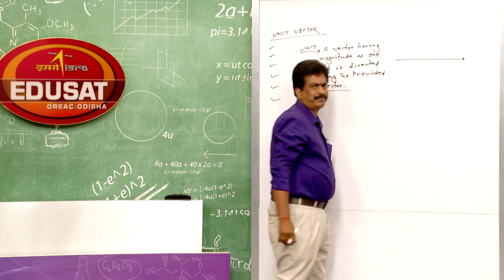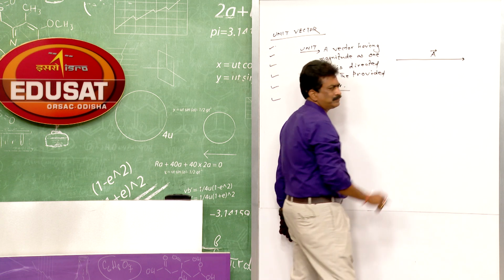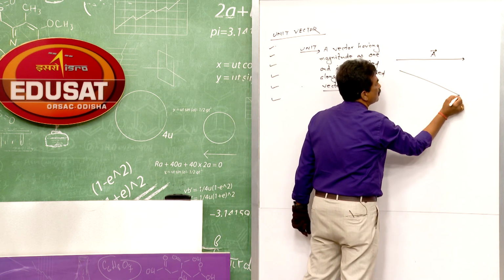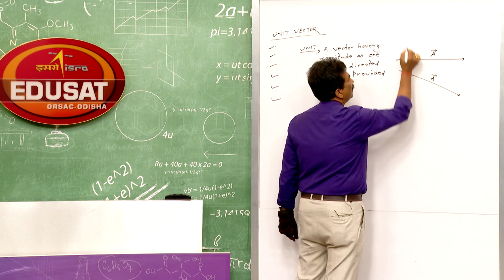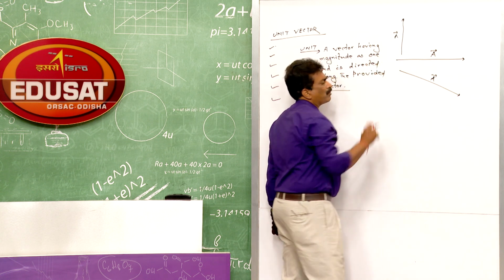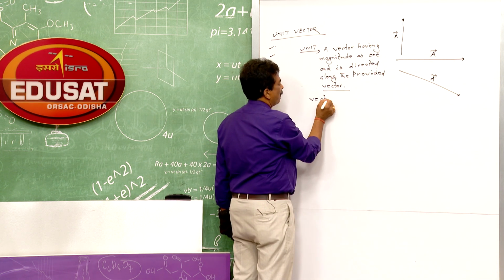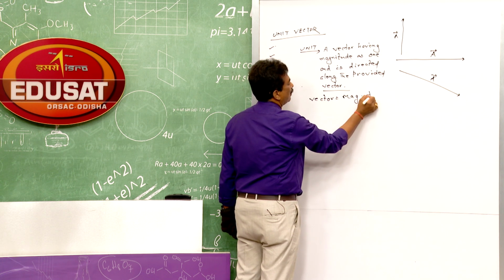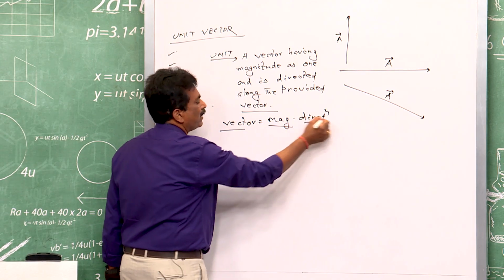this is a vector, and this vector we have taken as say vector A, and instead of taking it in this direction, suppose you take it in this direction. This is also the same vector A. But what is the unit vector? You know that a vector has magnitude and direction.